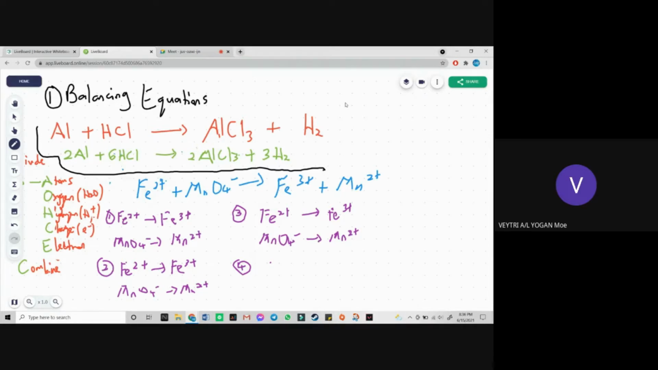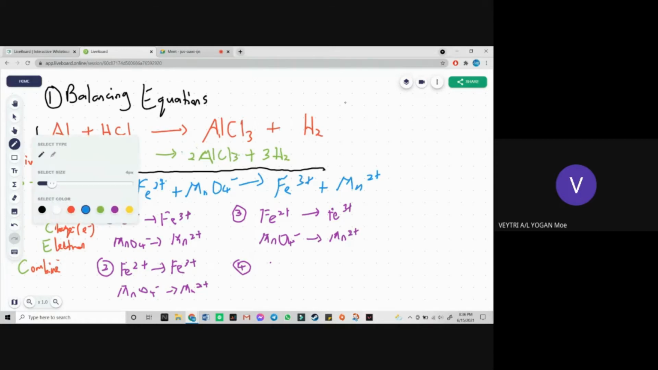Now, for this part, we are going to learn two things. Number one, balancing equations, which are normal equations and redox equations. And number two, limiting and excess reactants and also percentage yield. So basically three things. Now let's start off with balancing equations.